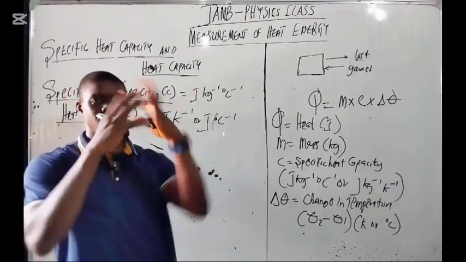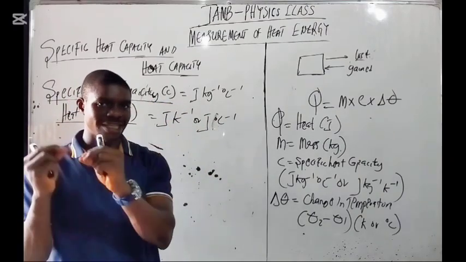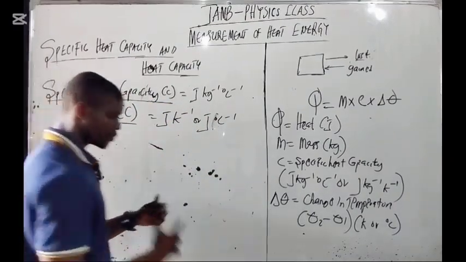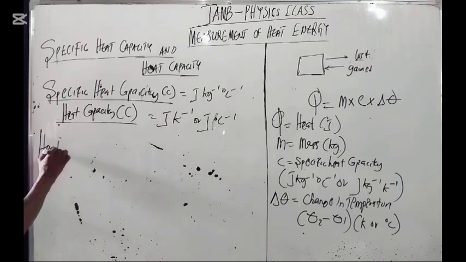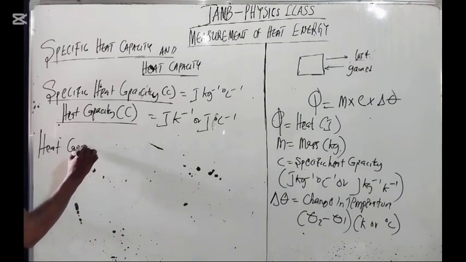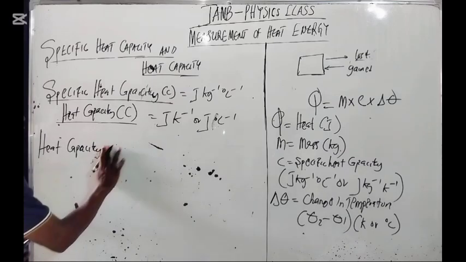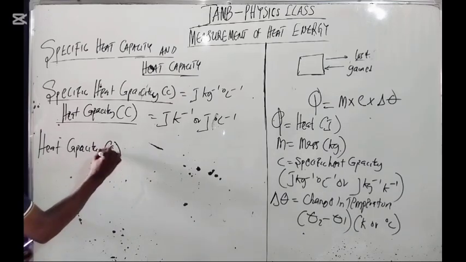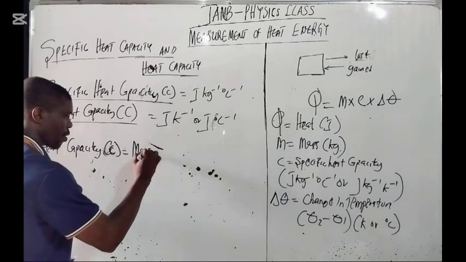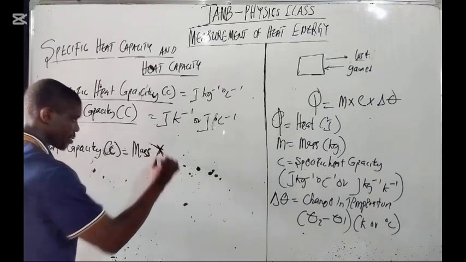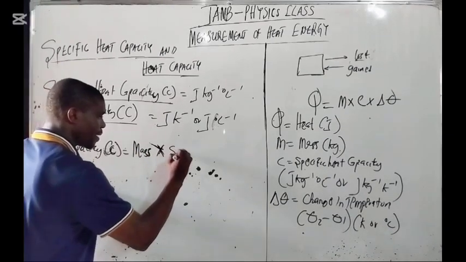So how do you relate the two of them? Please pay close attention here. Now, how do you relate them here? So here we can say heat capacity, capital letter C, is equal to mass times specific heat capacity.